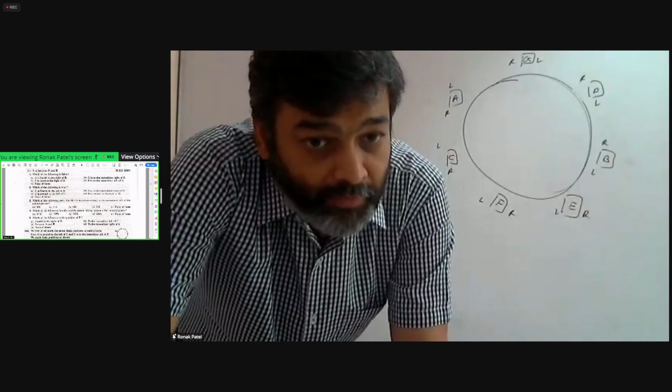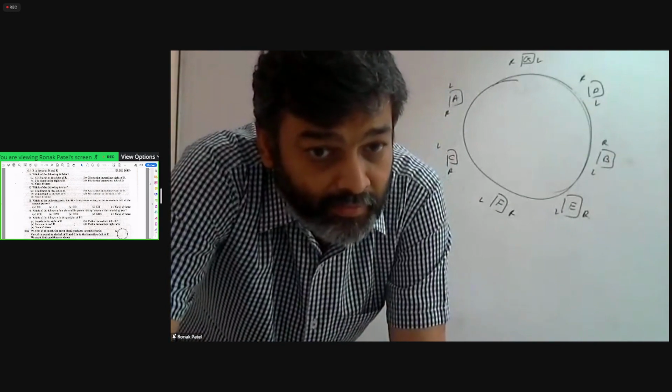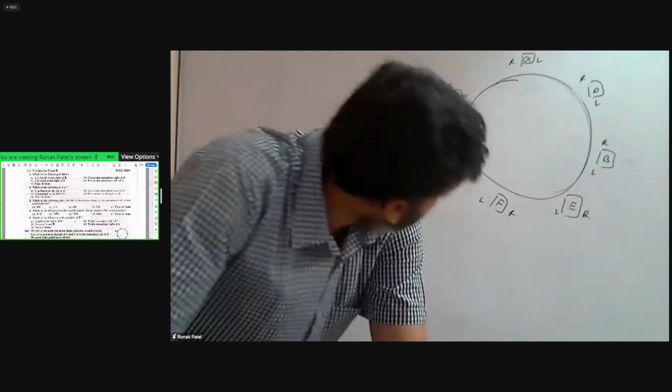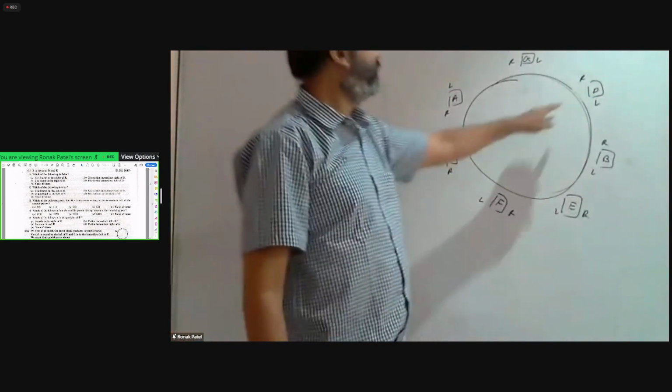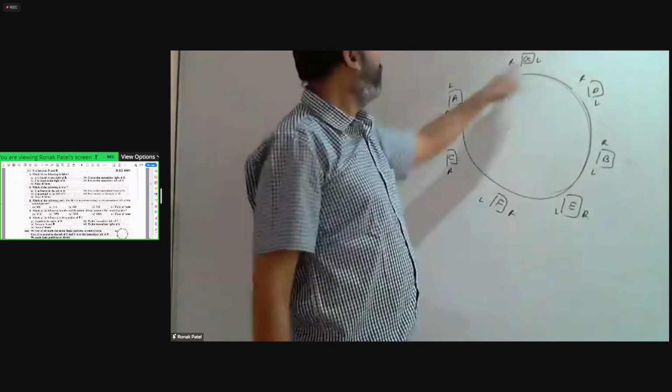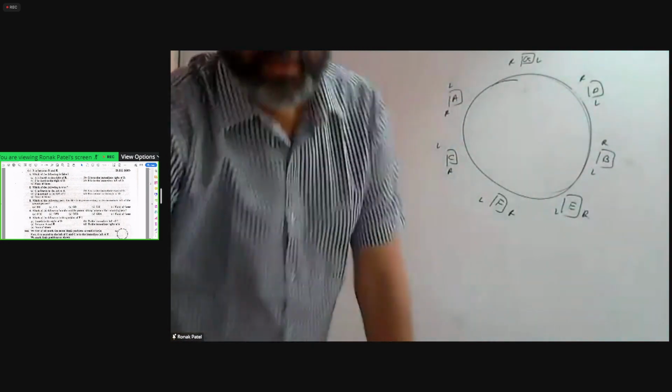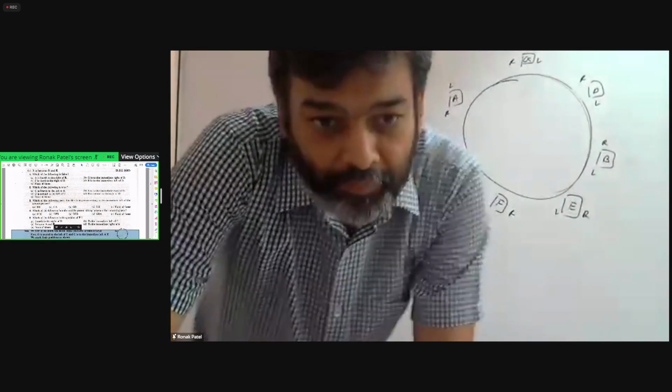Which of the following is the position of F? So where is F? So F is 4 to the right of D. So 1, 2, 3, 4. Yes, first answer only right. Hope everybody understood.